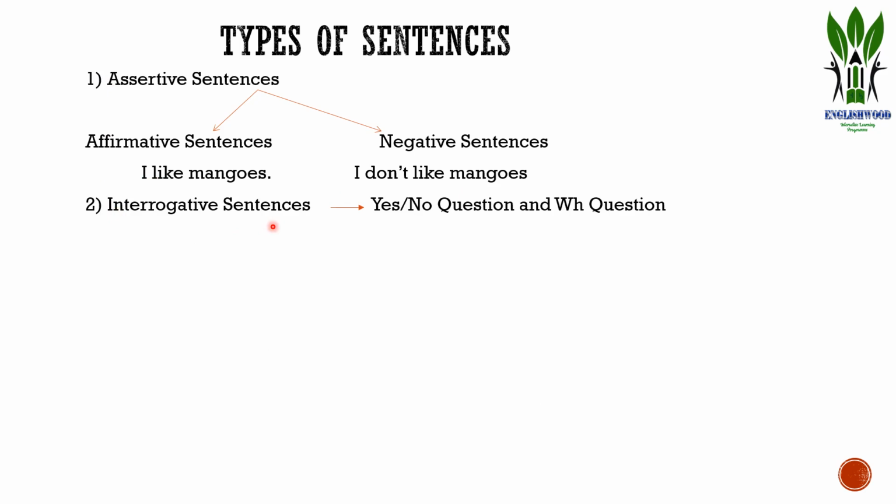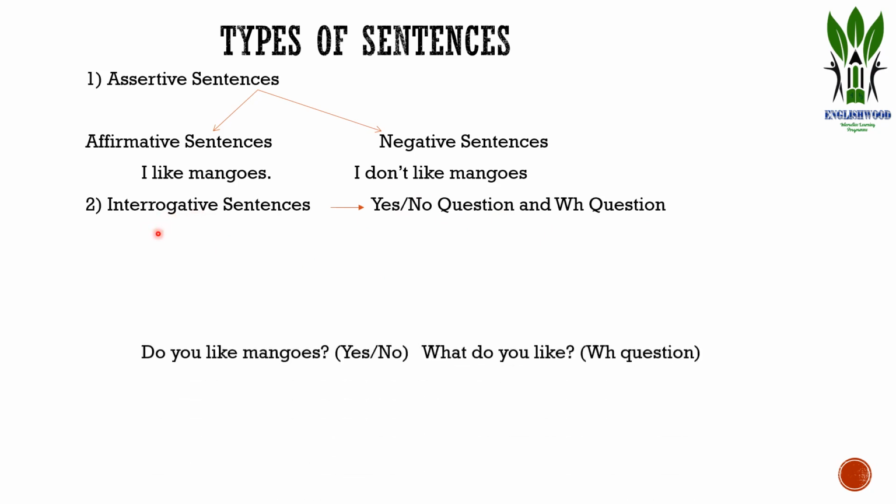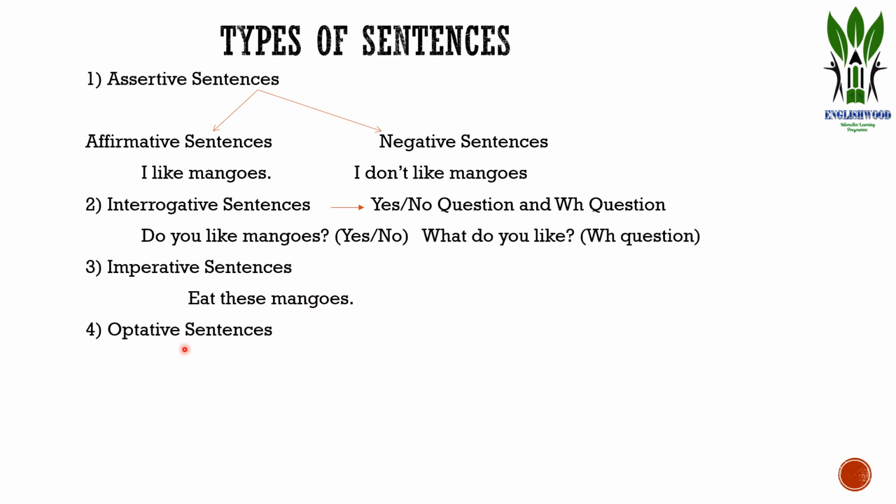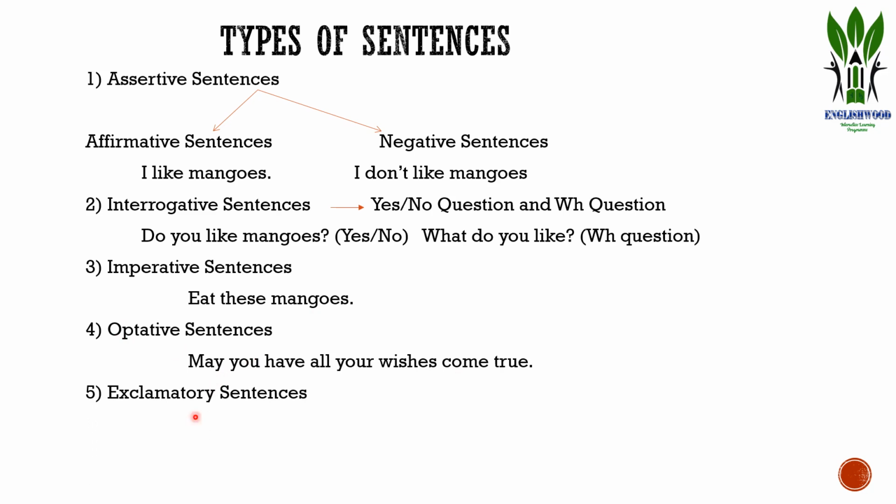Next is interrogative sentences. They are of two types, yes-no questions and WH questions. Interrogative means question sentences. For example, do you like mangoes? That is a yes-no type question. What do you like? That is a WH question. Then imperative sentences. For example, eat these mangoes. Next is optative sentences. For example, may you have all your wishes come true. Exclamatory sentences. Whoa, what a beautiful dress.